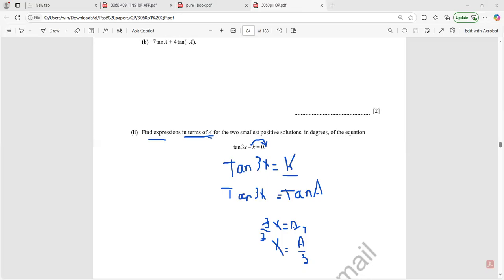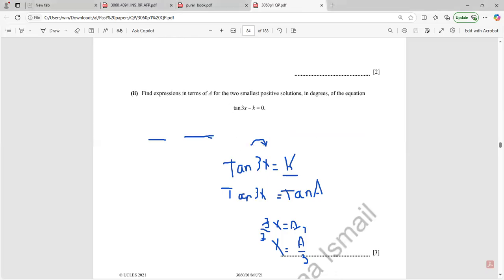In the second solution, we have to add 180. So the final solution here, we have two solutions. So x equals A over 3 and x equals 180 plus A over 3. And then let's see the next.